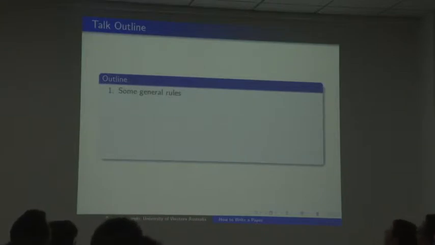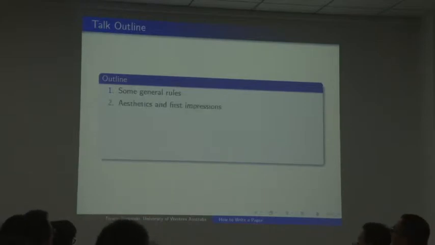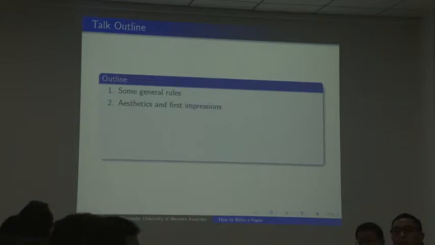So this is the outline of the talk. I will talk about some general rules when it comes to writing a paper, some general rules that perhaps we need to be aware of. I will talk about the aesthetics of the paper and the first impressions of someone who is going to read your paper. Aesthetics is how your paper looks. Somebody else is going to read it, and when they look at the paper, they will have some first impressions. So I will talk about that as well.